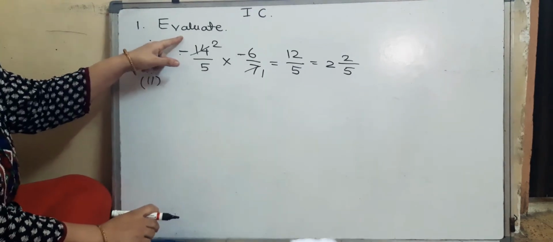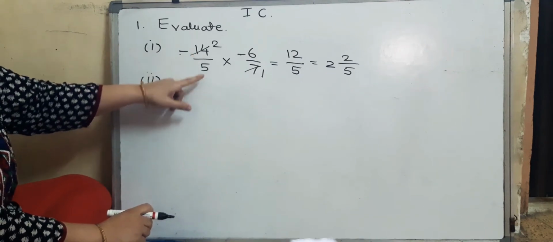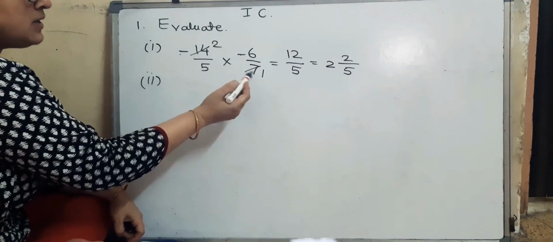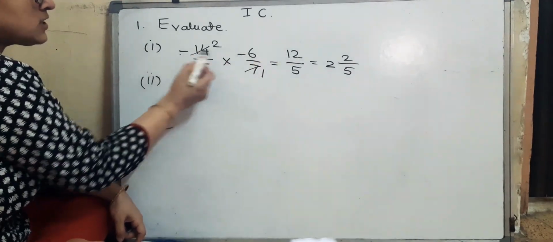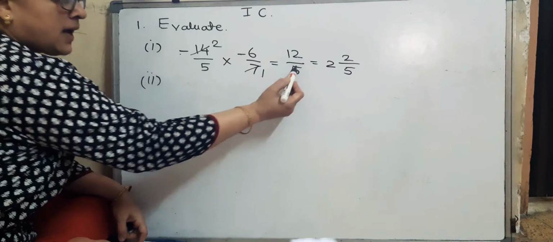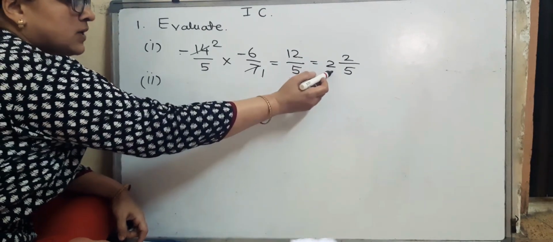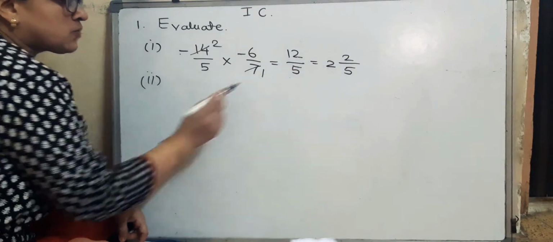First question is evaluate. First one is minus 14 upon 5 into minus 6 upon 7. So 7 ones are 7, 7 twos are 14. So 2 sixes are 12. Minus minus plus, and 5 ones are 5. And it is an improper fraction, so convert into mixed fraction. 5 twos are 10 plus 2, 12.